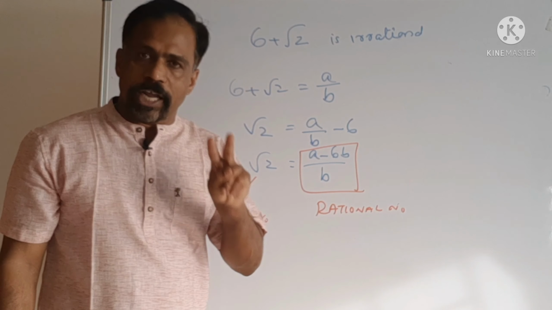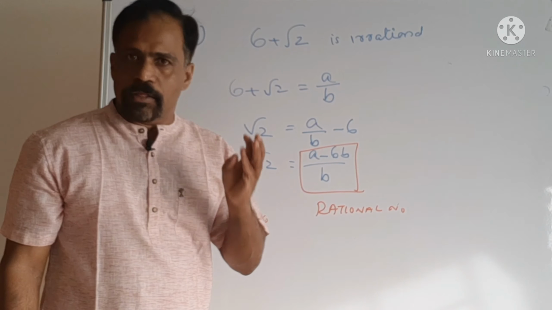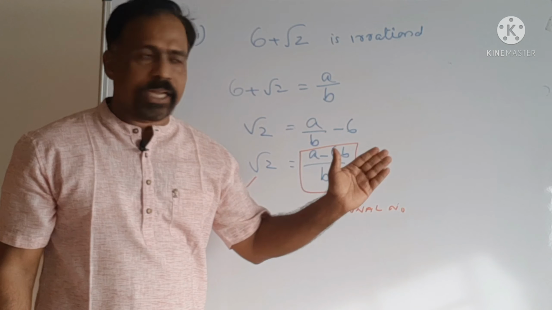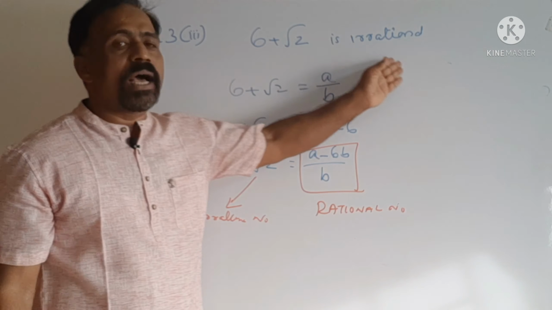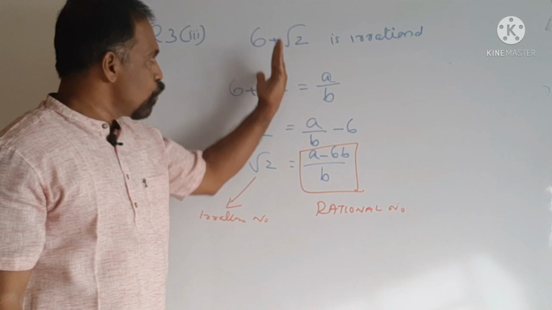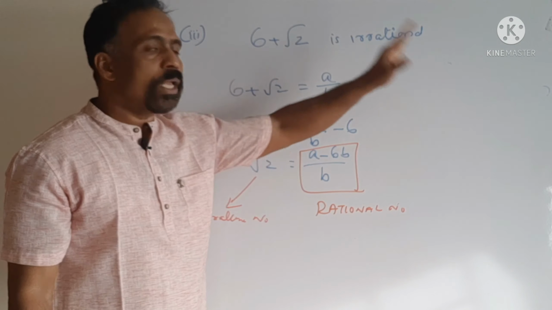There are only 2 types of questions in this chapter. One is either prove root 2, root 3, root 5 are irrational numbers, and the second type of questions are like 6 plus root 2. In this type of questions, we will take root 2, root 3 on the left hand side, and we will throw everything on the right hand side.